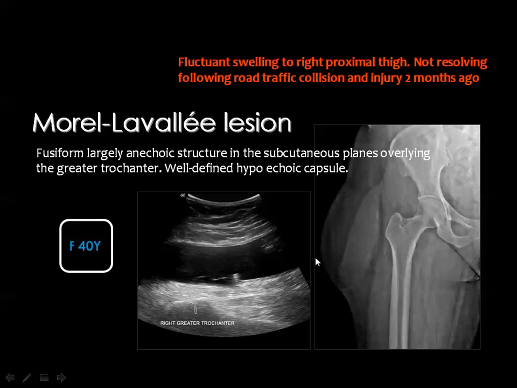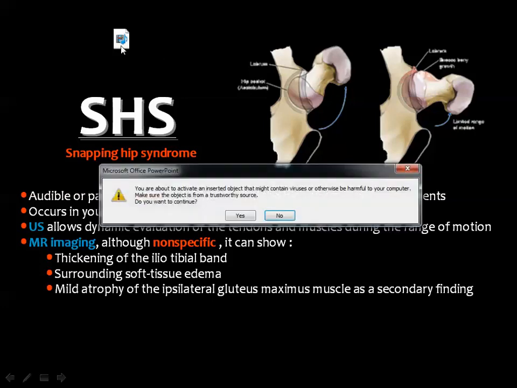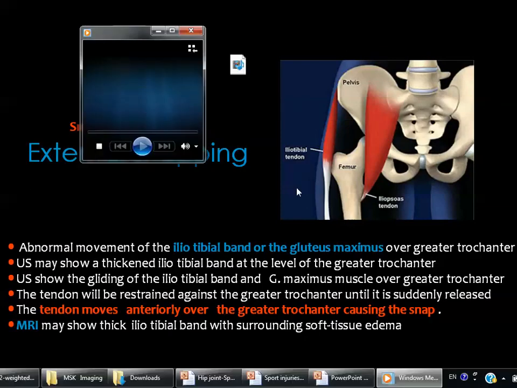And this is another example. You see a swelling in the subcutaneous area, and this swelling is better demonstrated by ultrasound, where you can see the fluid content. Then we came to the snapping hip syndrome, and I think this video will also show better information concerning the snapping hip.